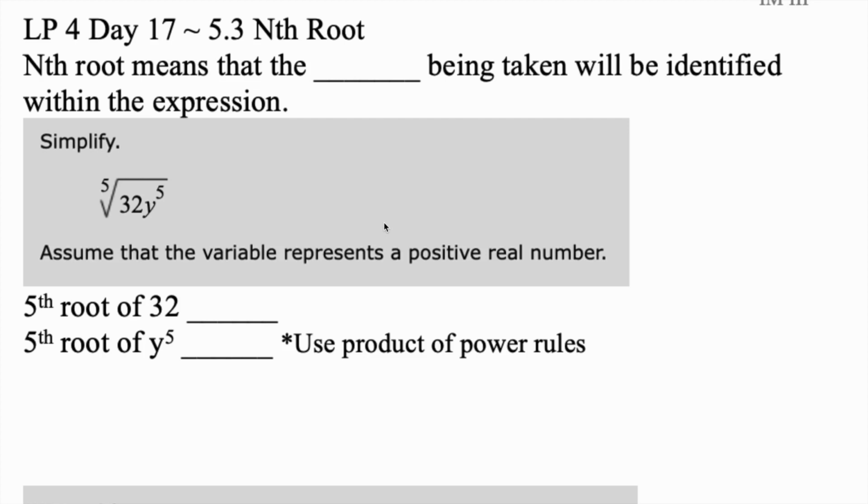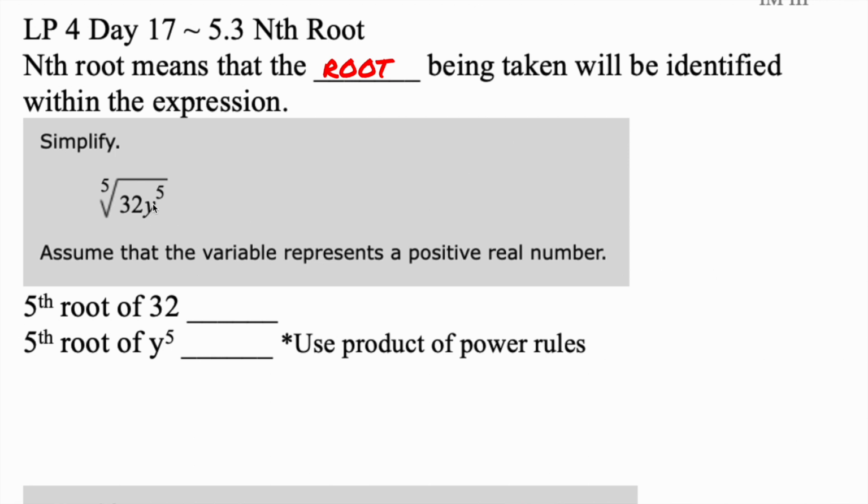Okay, so now we're going to look at different roots of a polynomial. So we're going to talk about the nth root. The nth root means that the root being taken will be identified within the expression. We can even see that right here. It's to simplify the fifth root of 32y to the fifth power.